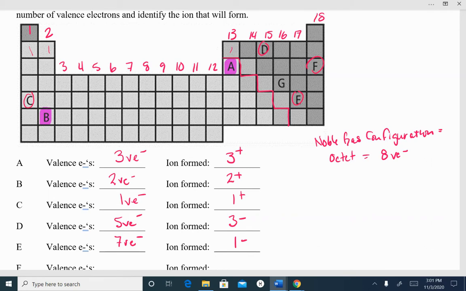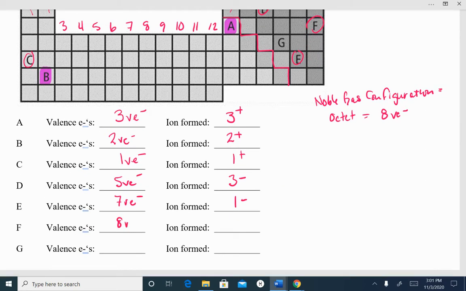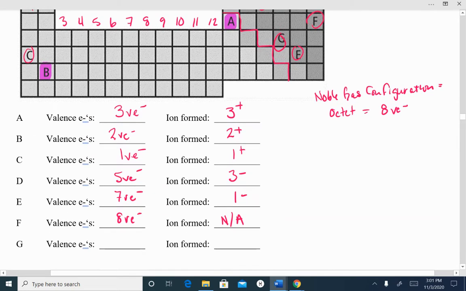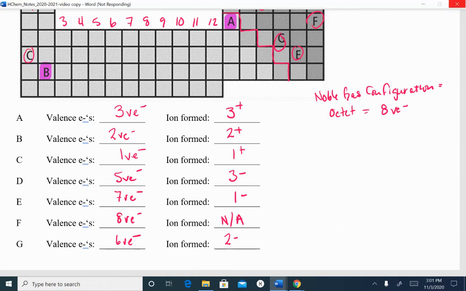F is in the noble gases. So it has 8 valence electrons. It's already totally full. So ion formed? Not really. It's not going to form an ion because it already has a noble gas configuration. And then G right here is in group 16. So it has 6 valence electrons. That means it just needs 2 more to get a noble gas configuration. So it will create a -2 charge. All right, so let's see how this works when we create ionic compounds.